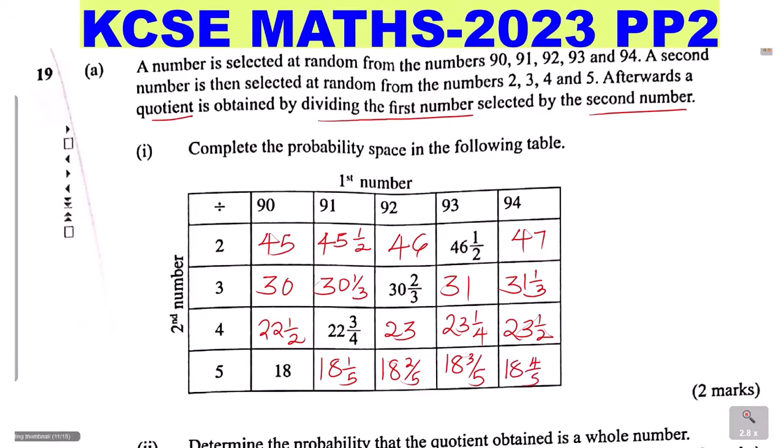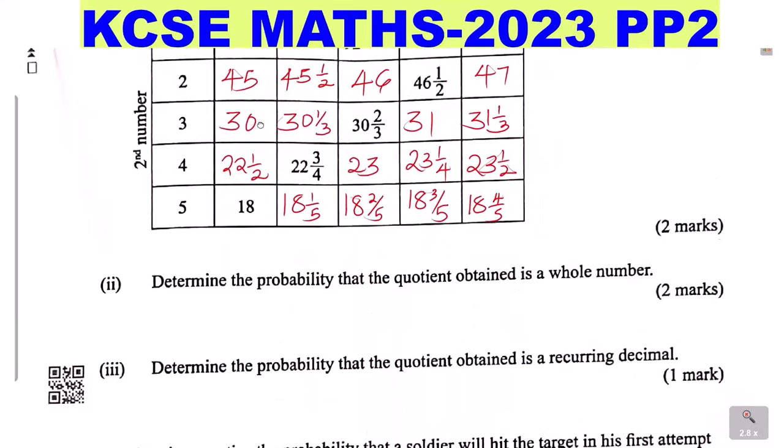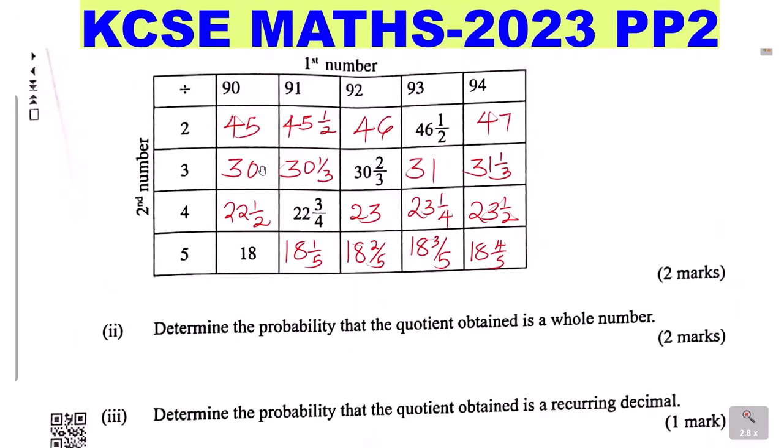So that is all for part 1. We go to the next part, part 2. Determine the probability that the quotient obtained is a whole number. So let us check for the whole numbers. That is 1 whole number, this is 2, 3, there is 4, there is 5, there is 6, and there is 7. So the probability will be 7 divided by the total outcomes.